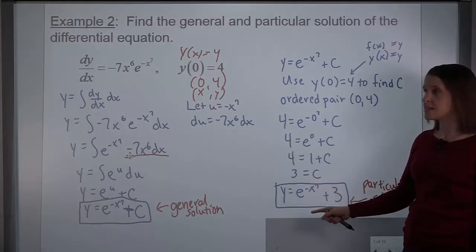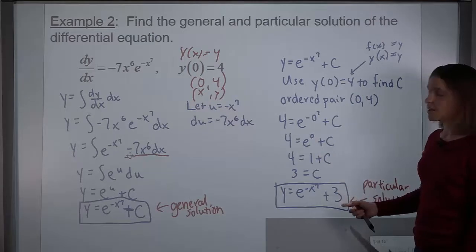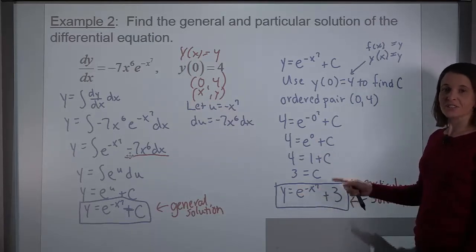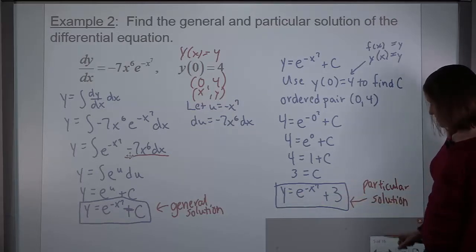So then we put it all back together. We combine that general solution with what we now know c is to get our particular solution. y equals e to the negative x to the 7th plus 3 is our particular solution.